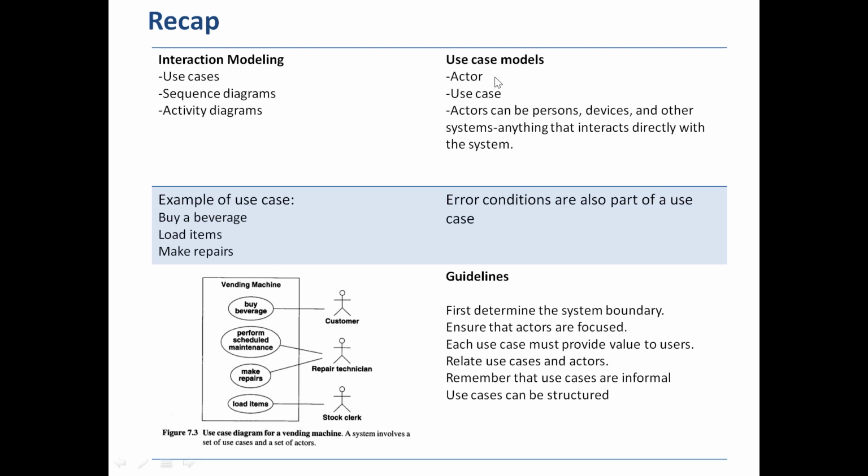Actor is represented with a stick man, right? So actors could be anything. Basically it is making the role of that particular thing clear as to who all are interacting with the system and what piece of functionality they are interacting with. We have seen an example of a use case where we saw buy a beverage, load items, make repairs. Right? It should be at a high level, abstract level, and not individual button clicks.